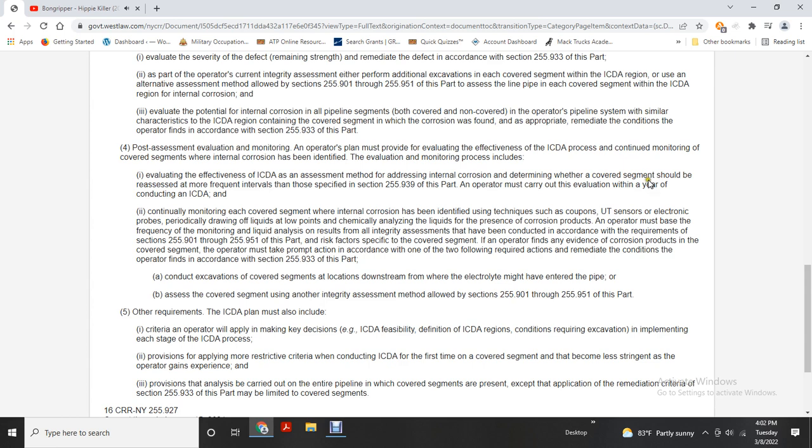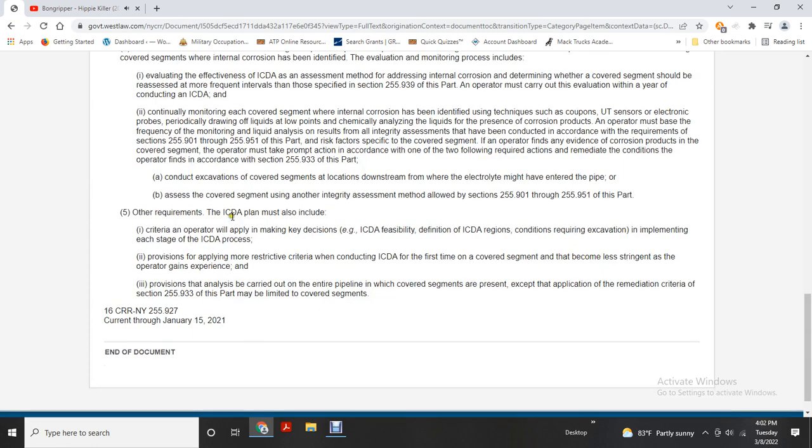The operator must carry out the evaluation within a year of conducting the internal corrosion direct assessment. The operator must continually monitor each covered segment where internal corrosion has been identified, using techniques such as coupons, UT sensors, electronic probes, and periodic draw-off of liquids at low points, chemically analyzing the liquids for the presence of corrosion products. The operator must establish a baseline frequency for the liquid analysis, based on results of integrity assessments conducted in accordance with the requirements of sections 192.901 through 192.951.